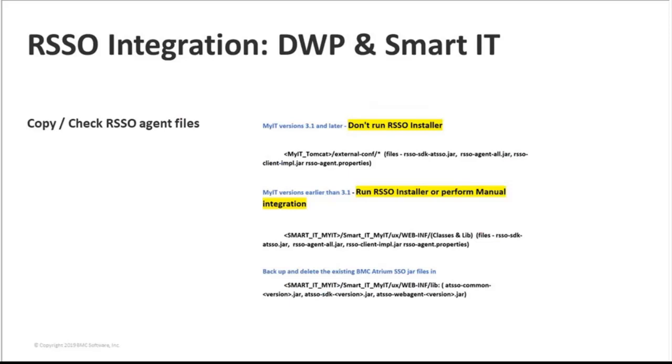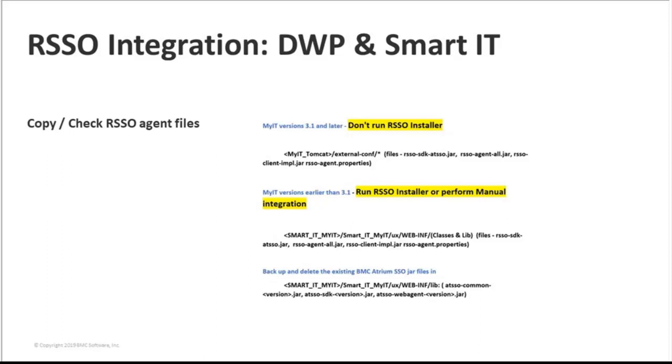Right. So now let's go to the RSSO integration of DWP and Smart IT. Like the Midtier integration, we also have the RSSO agent files here. There is a slight difference in MyIT. Prior to MyIT version 3.1, we used the RSSO installer to integrate MyIT Smart IT with Remedy SSO. But after version 3.1, we started giving the agent files right within MyIT, and we also changed the location where these files are copied.